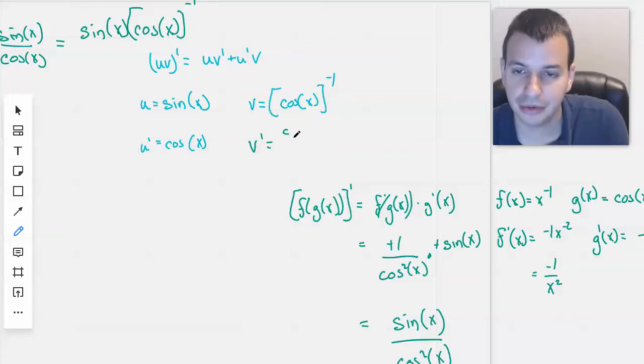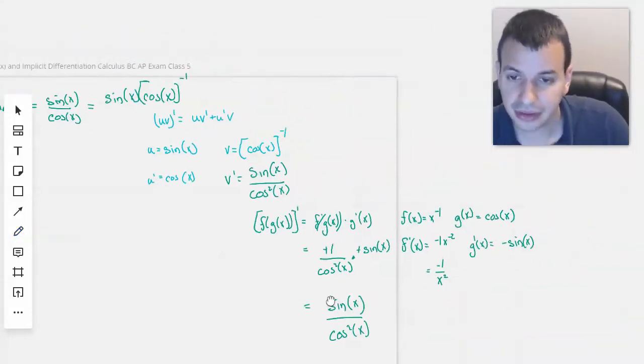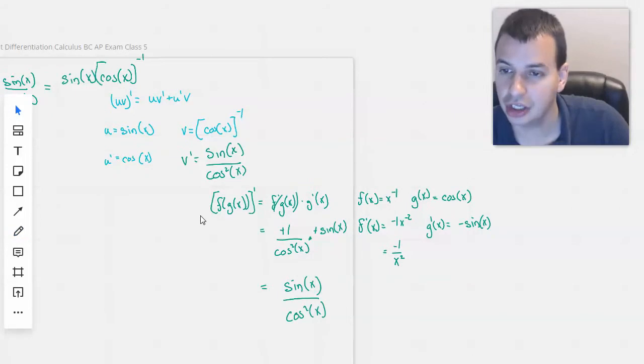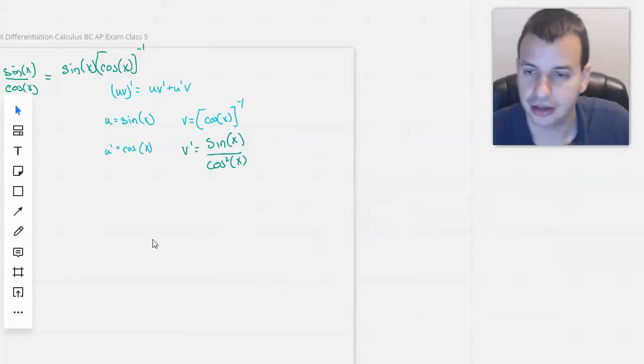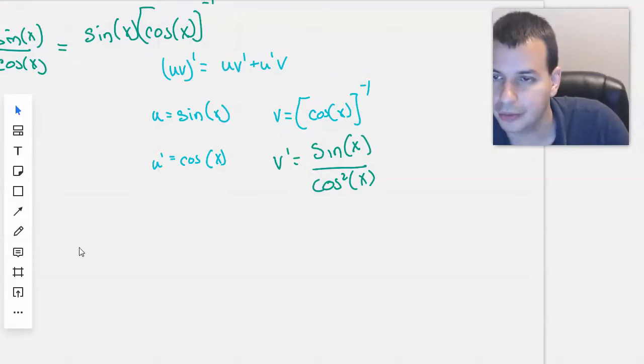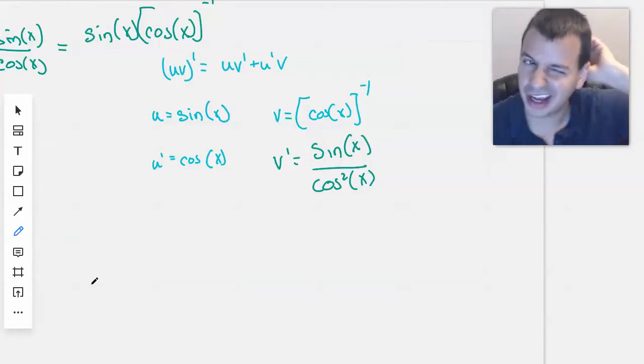So now we have v prime equals sine of x over cosine squared of x. Okay. Now we go put everything together. We just use the chain rule to find that. I know it felt kind of complicated.